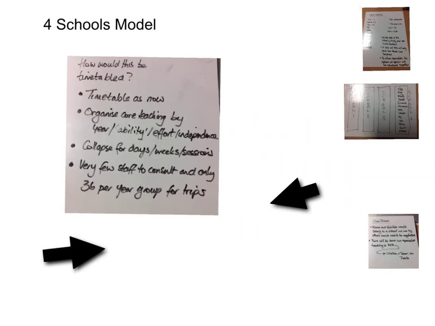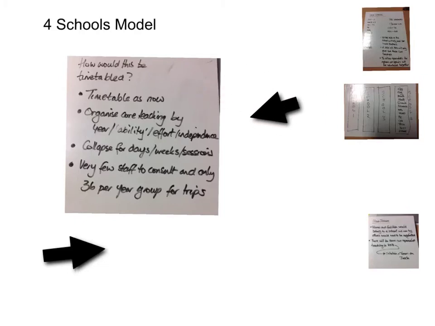There are some interesting opportunities here. Obviously, we could timetable as now, and in fact that might be the best way to start the year, have people timetabled in these 4 schools as per now. And the timetable would work because you have only 180 learners with 13 odd members of staff. Or you could organise your teaching for core or for other subjects by year, ability, effort and independence, because you are an independent school with only 180 learners in there, and you could set your timetable as you wish.